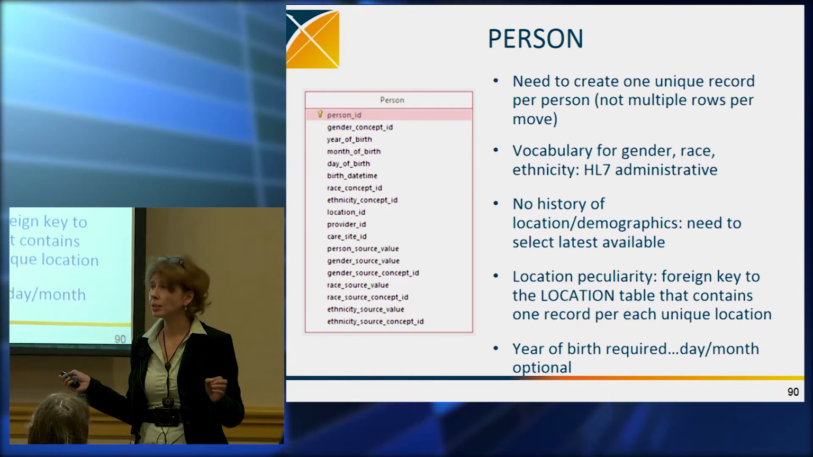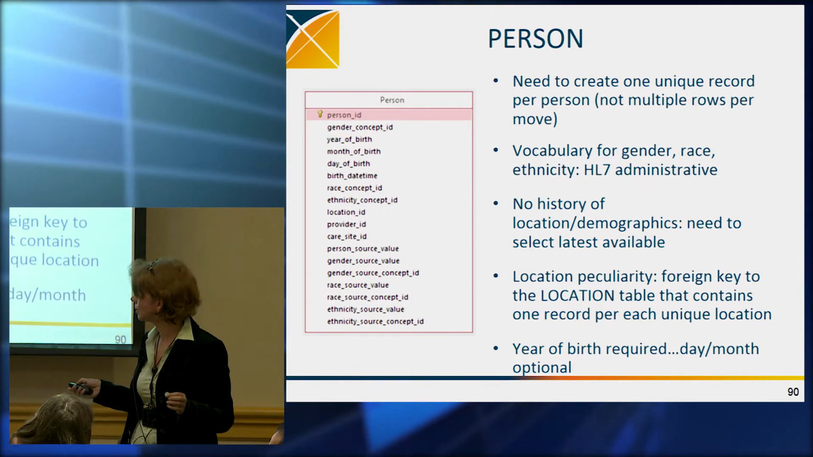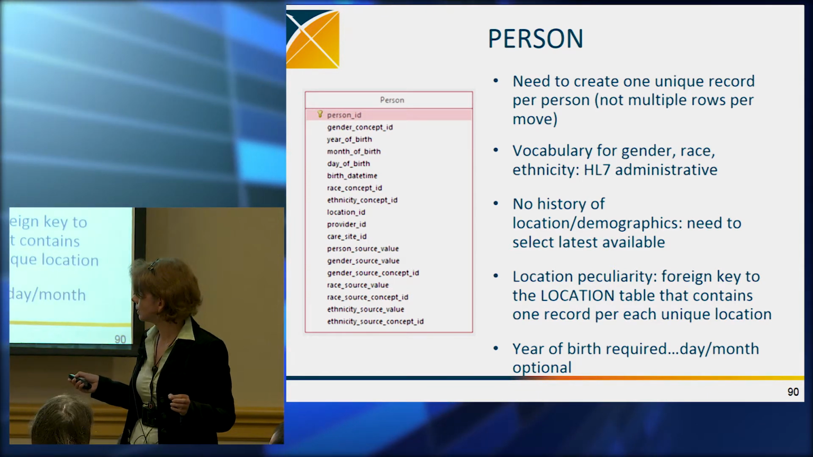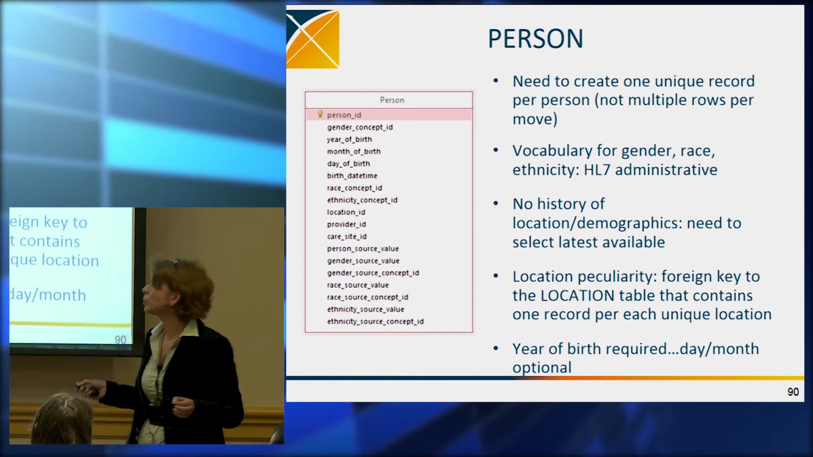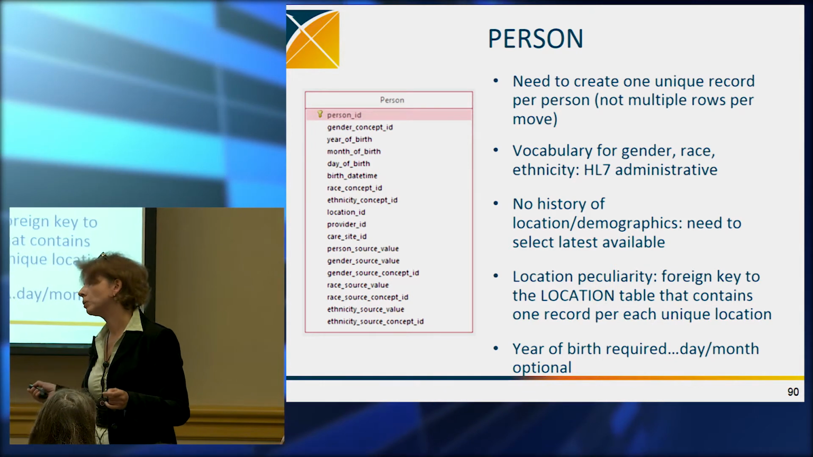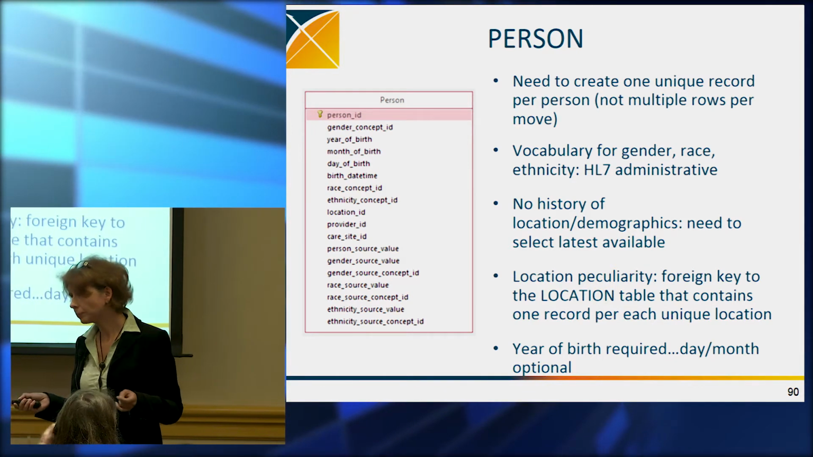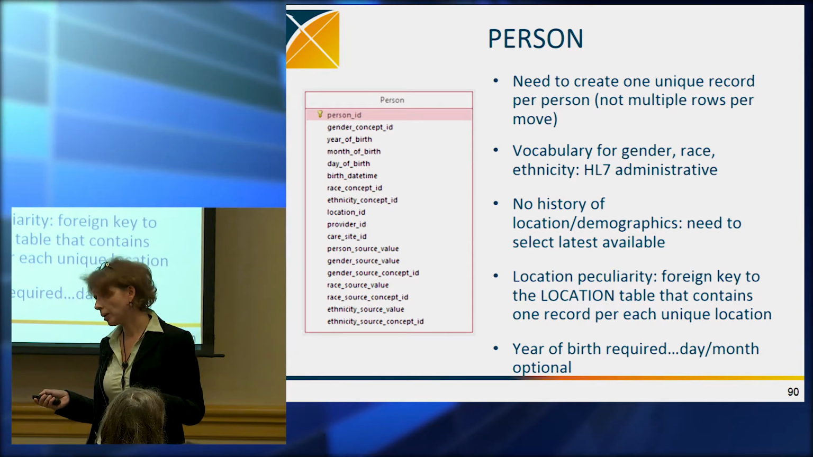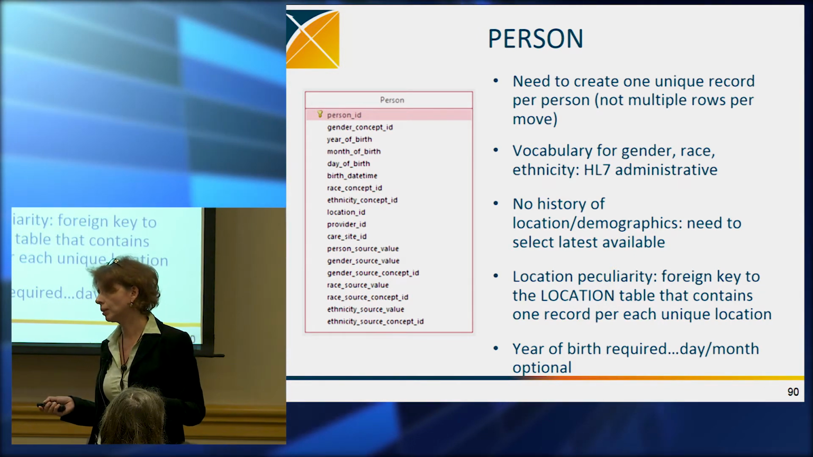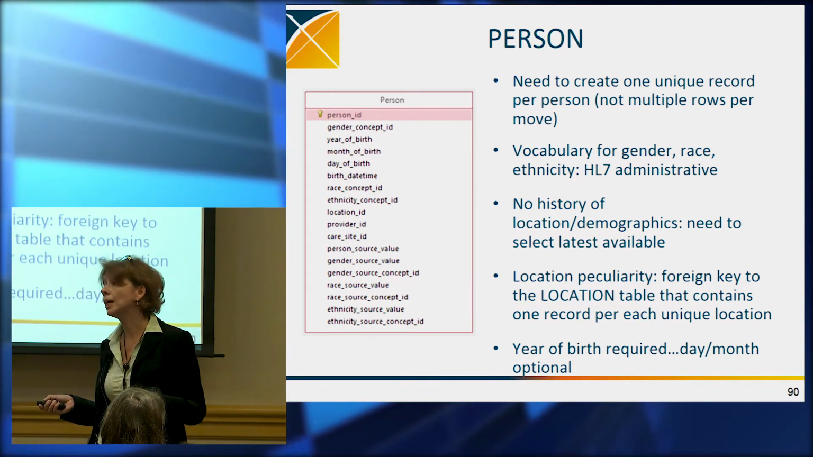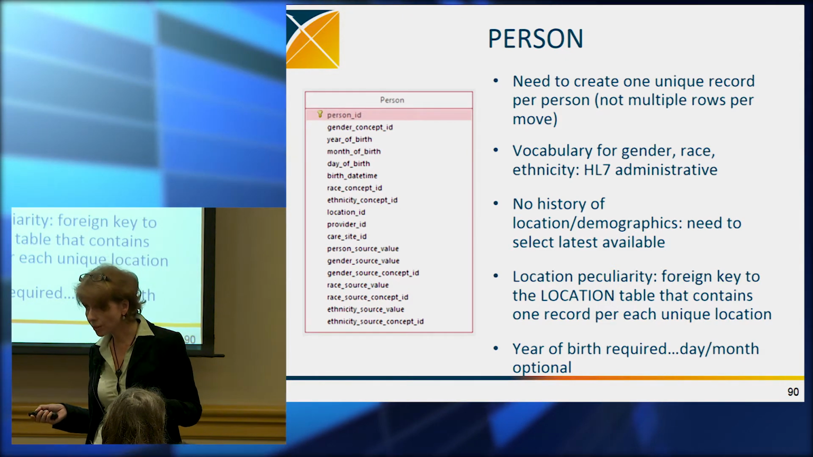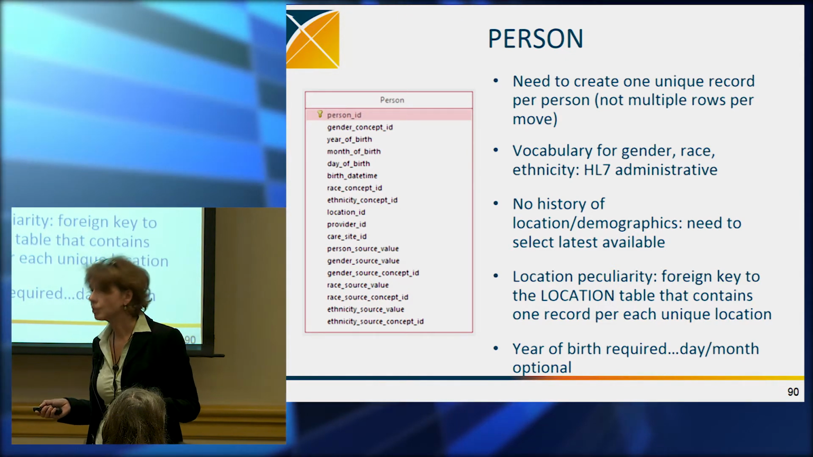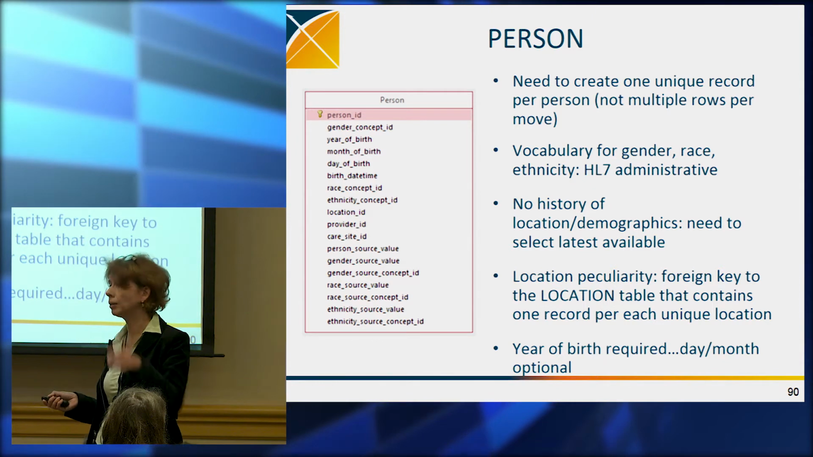Any questions? Could you clarify what is the provider ID or the care site ID? A provider ID would be a primary provider ID for this person. And the care site ID would be the primary care site for that person. So again, we are not preserving the history. It's the current snapshot.